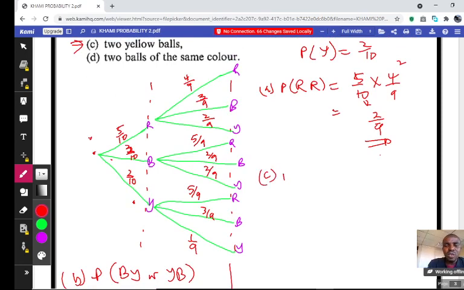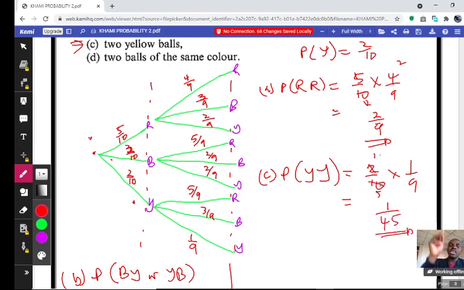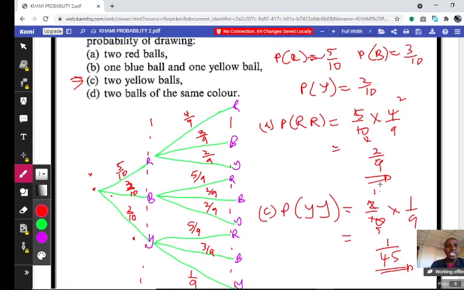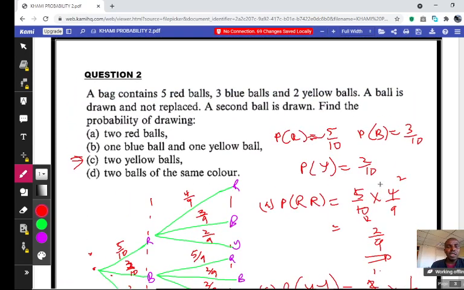Let me do it here. The probability of a yellow ball followed by a yellow ball is equal to 2 over 10 times 1 over 9, which is equal to, you can simplify here. 2 over 10, divide by 2 here, 1, and by 2 here, 5. So on top, 1 times 1 is 1, then 5 times 9 is 45. Like this.